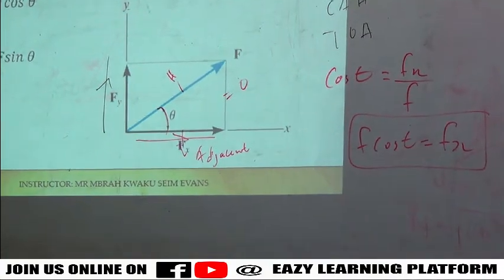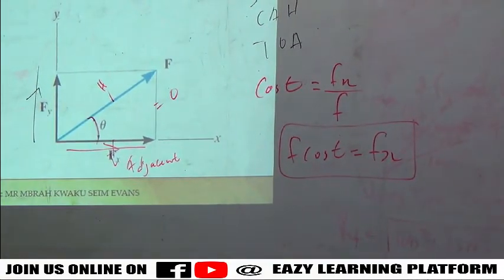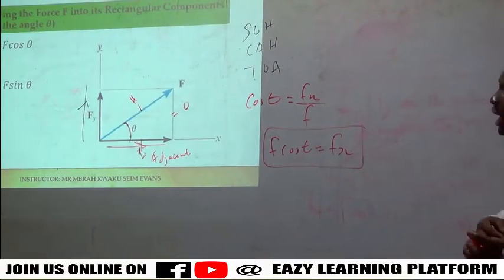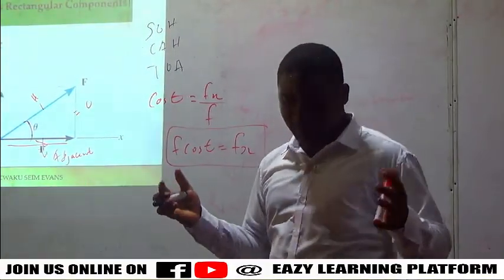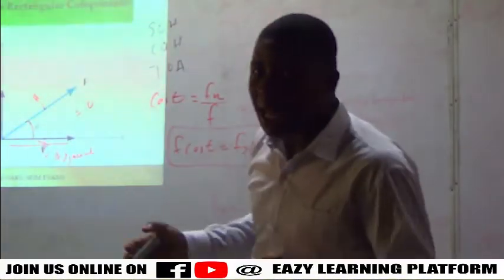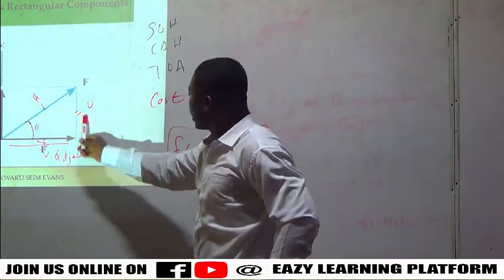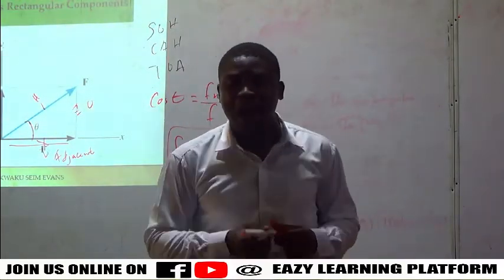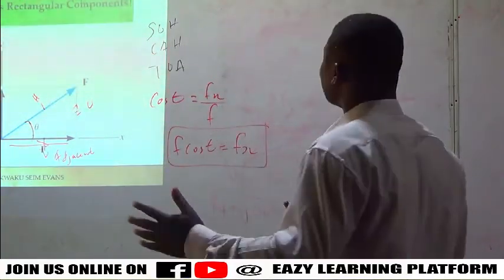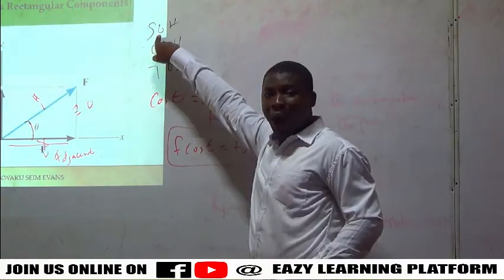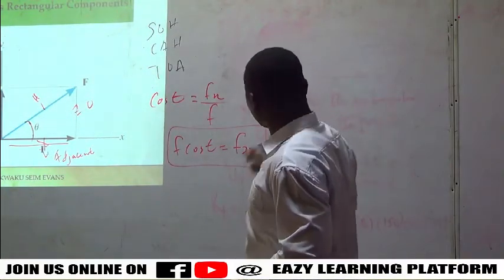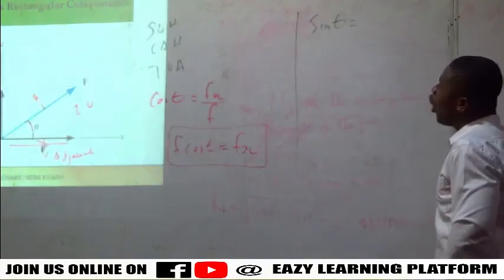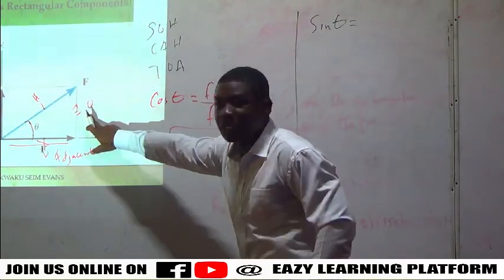So this gives me the component of the force in the x direction, the rectangular component of the force in the x direction. What about the Fy? If you want to find the rectangular component of the force in the y direction, you go through a similar approach. This will give you your Fy. So how would you find Fy? Fy is the opposite side. So we're going to use the relation SOH, which is sine theta is equal to opposite over hypotenuse. So now our opposite becomes Fy.